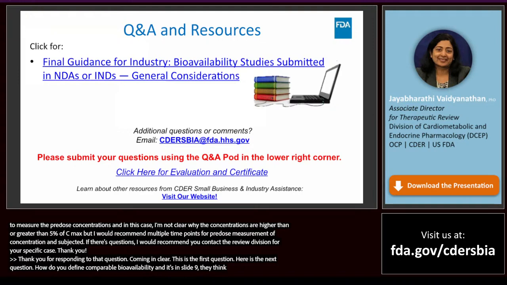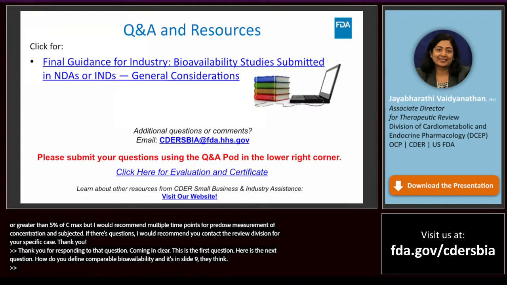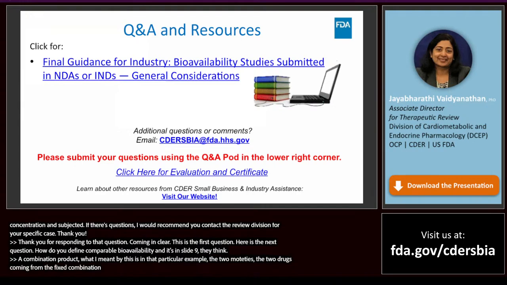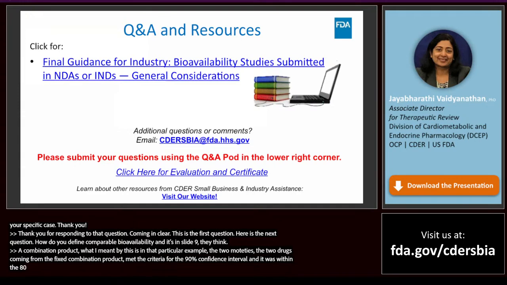The example that I had used in slide 9 was for a combination product. And what I meant by comparable bioavailability was in that particular example, the two moieties coming from the fixed combination product met the criteria for the 90% confidence interval, and it was within the 80 to 125%. So that was what I meant by demonstrating comparable bioavailability to the individual reference listed products. Thank you.